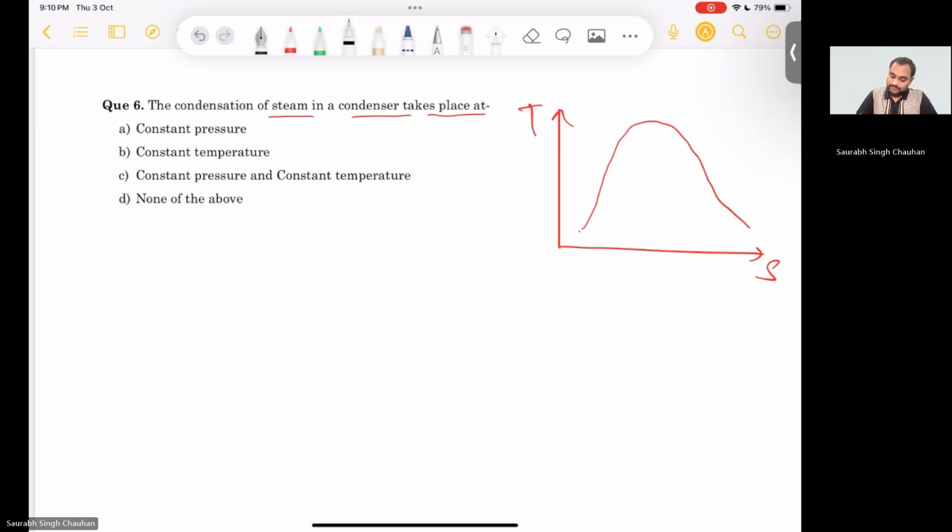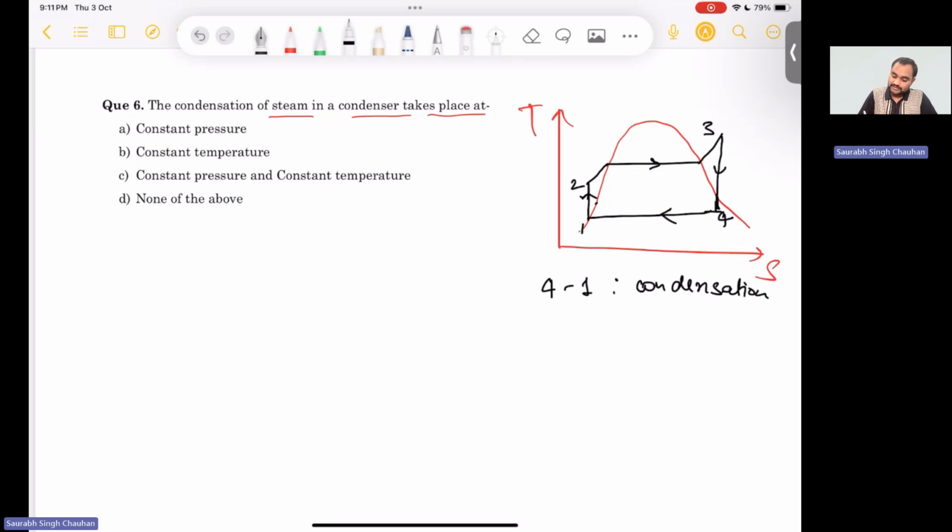Okay, so 2 to 3, this is constant pressure heat addition in the boiler. And 3 to 4 is adiabatic expansion in turbine, and 4 to 1 is condensation. This you can see is happening at constant temperature.